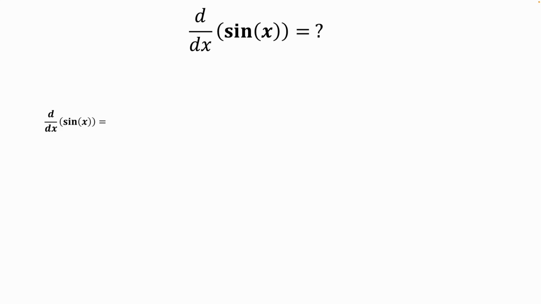So the derivative of sine, if we go back to the limit definition, we arrive at this difference quotient, right? The limit as h goes to 0 of sine of x plus h minus sine of x, all over h. Again, that's the definition of the derivative.